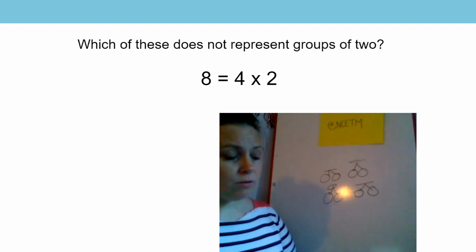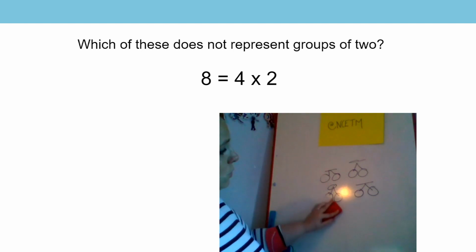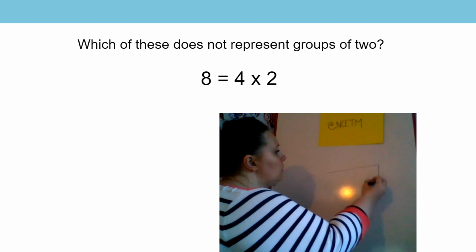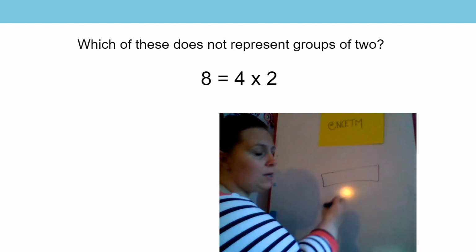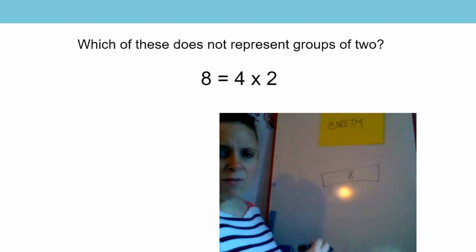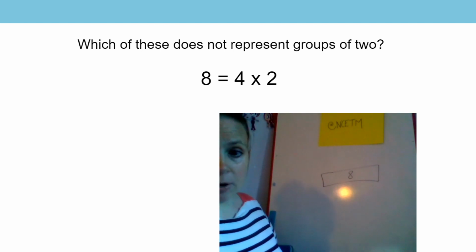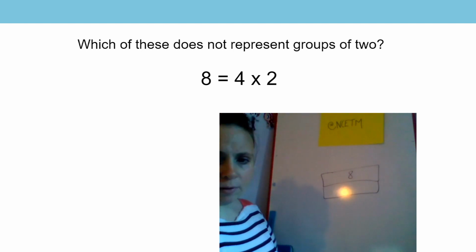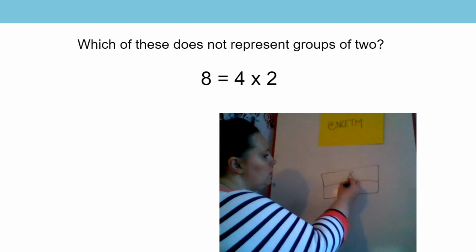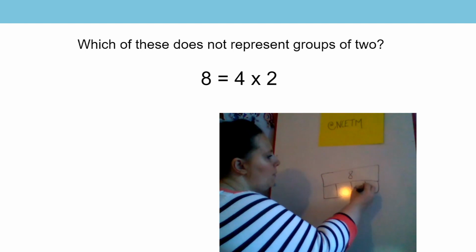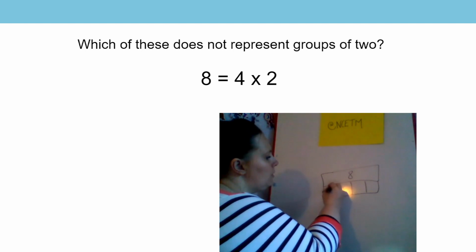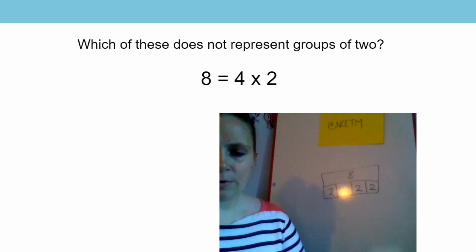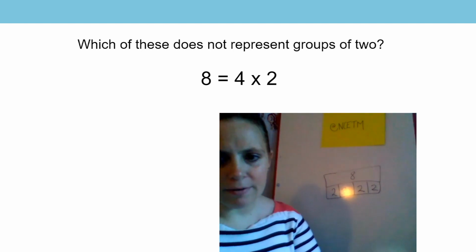I could even draw it as a bar model as well. I could have my product of 8. I've drawn that first because it comes first in my equation. I'll draw my bar underneath, the same size, and then I'll draw my 4 groups, and in each group I've got 2 and some sunshine.